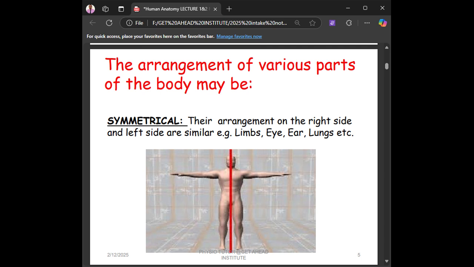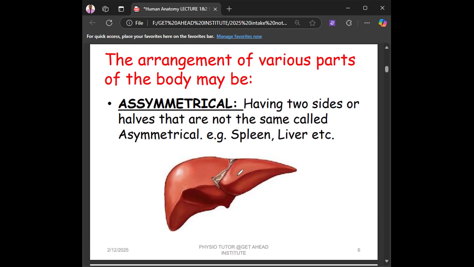Symmetrical arrangement is where the arrangement of the body part on the right side and on the left side are similar. For example, as you can see on this slide, this illustration, there is a line passing vertically, dividing the body into equal right and left halves. You'll find that the limbs are the same, the eyes are equal, also the ears are equal, including the lungs, etc.